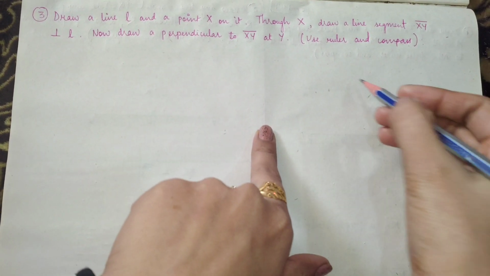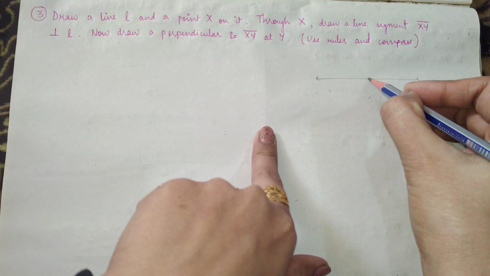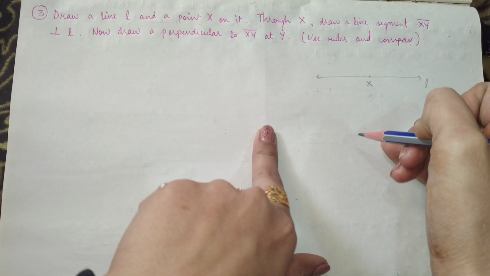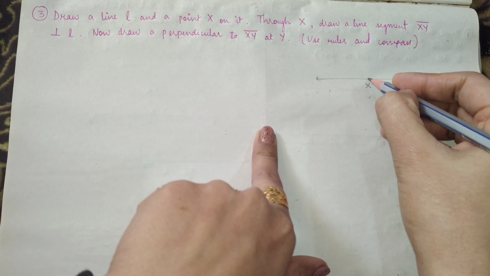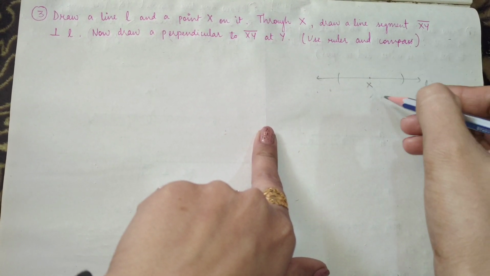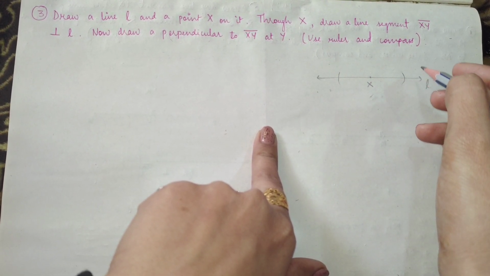I'll give you a rough idea. First you will draw a line L, then you will take a point X on it, and then you need to use compass. So you'll keep the pointer on X and draw two arcs like this, one on the left side of the X and one on the right side of the X.